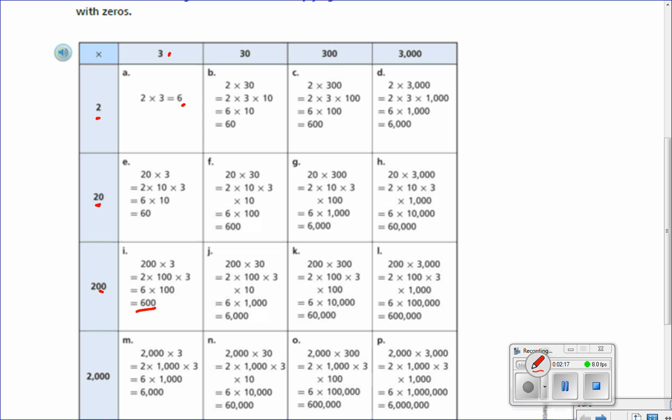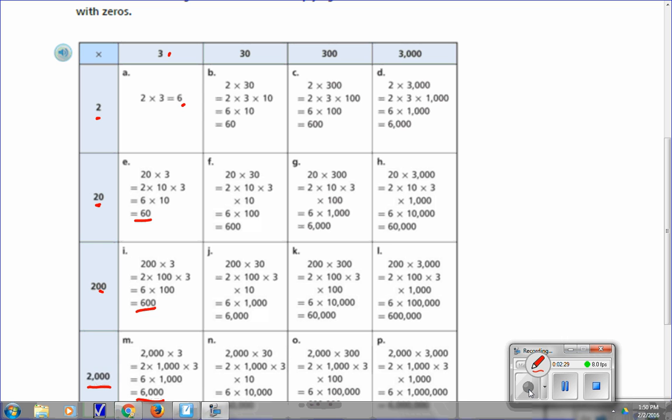Anybody noticing a pattern yet? 2,000 times 3. 6,000. Whisper to your neighbor what pattern you just noticed in the first row. Who wants to share what they noticed? And I need to get you on microphone for Grace and Sarah who aren't here today. So, Rohan, spread your knowledge, my friend.